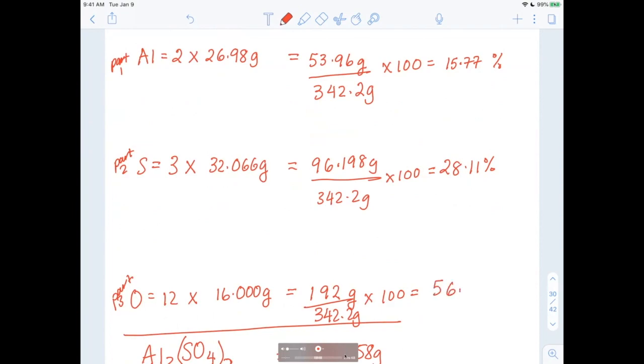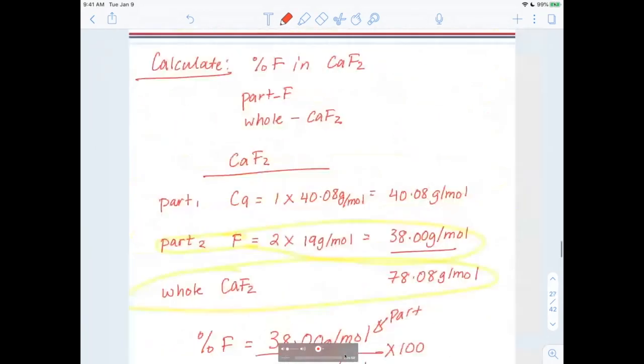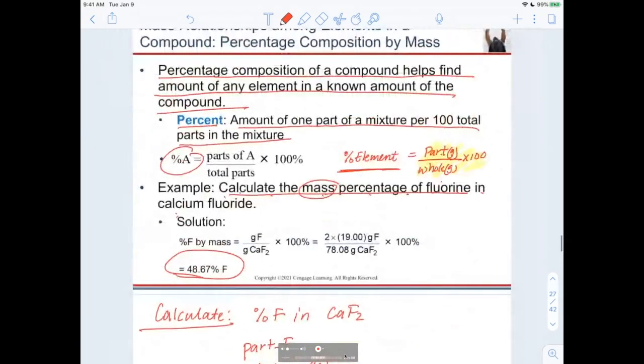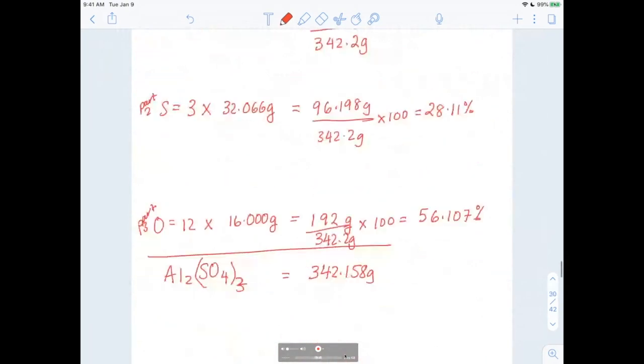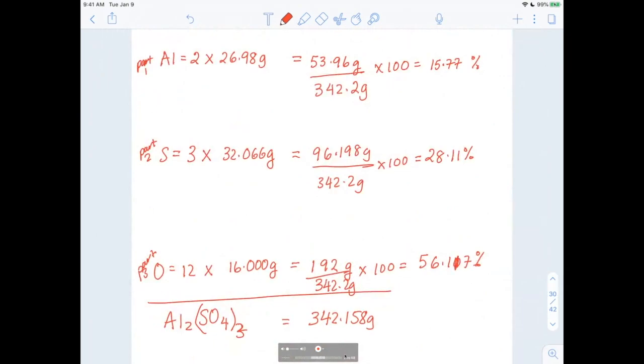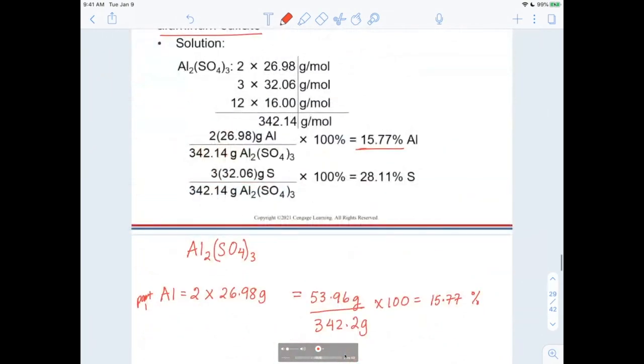Ta-da! 56.107. Okay, I have to round these down. So let's see. The numbers they gave us were what numbers in the beginning? Did they give us any number at all? No. Okay, so we can round this out to whatever decimal places we want, but we have to be consistent. So I'll say 1, 1, round this off, and this should be okay. 15.77, yes.